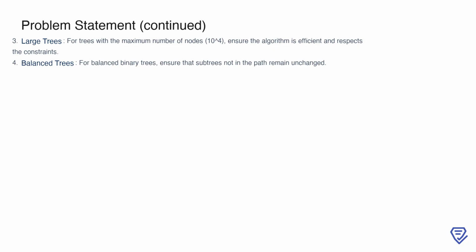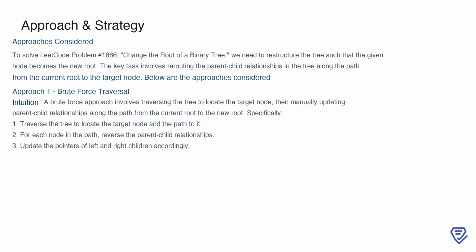Understanding and accounting for these scenarios will help ensure that the solution is robust and adheres to the problem's requirements. To solve the problem of changing the root of a binary tree, the core idea is to restructure the tree so that a given target node becomes the new root. This requires reassigning the parent-child relationships along the path from the current root to the target node.